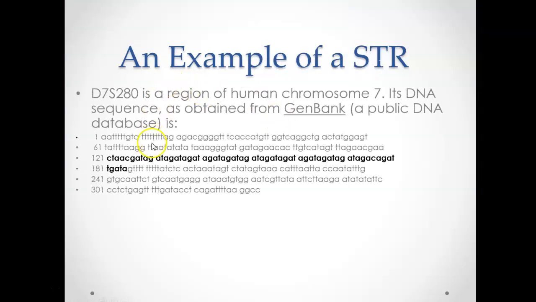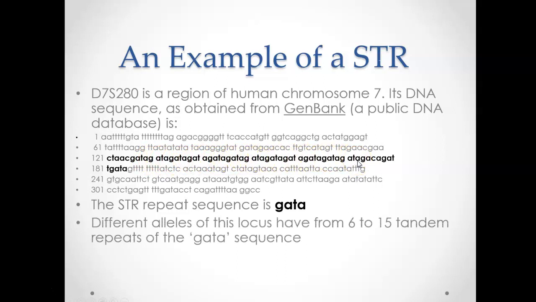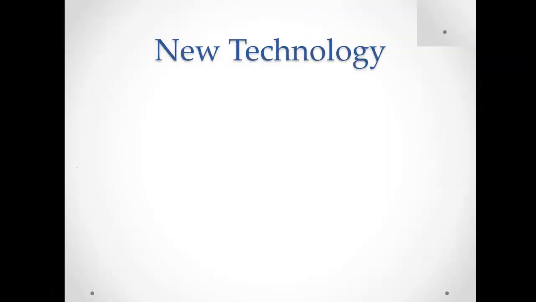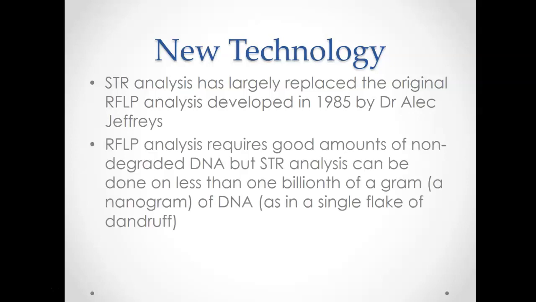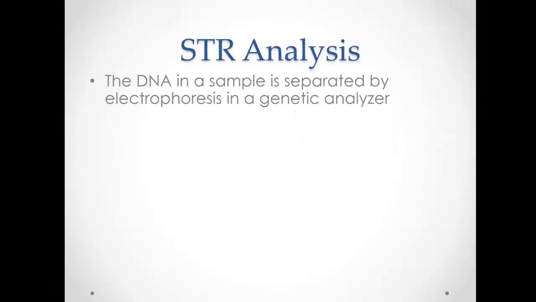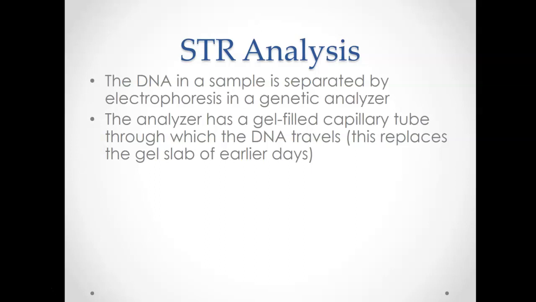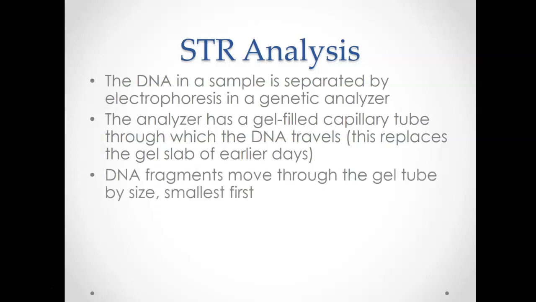But basically, if you wanted to see what this looks like, here is a region of human chromosome number 7. This was obtained from GenBank, which is a public DNA database. And what we're looking for is the sequence GATA. So GATA, GATA, GATA, over and over again. That's what we're looking for. The number of times it repeats is your number. This has largely replaced RFLP analysis, and this is what we're now using to create DNA profiles. So we load it into a machine, and the machine actually counts the number of repeats. That's basically the way that it works.